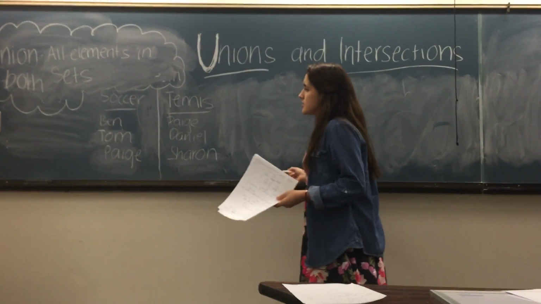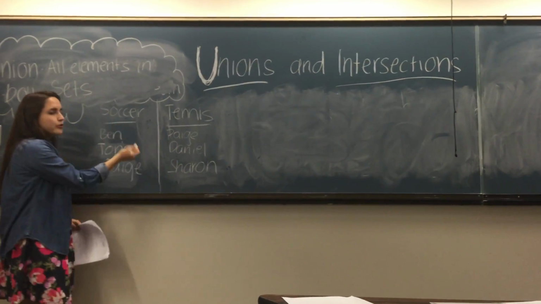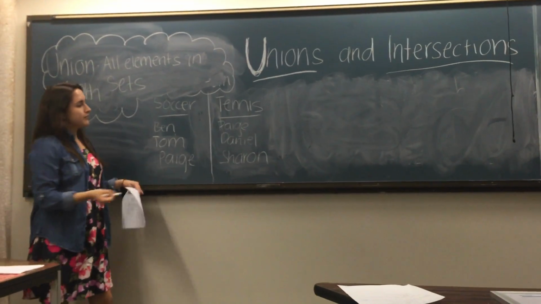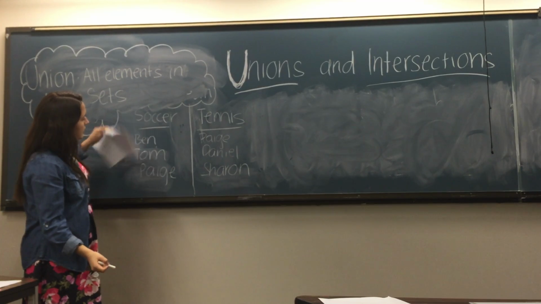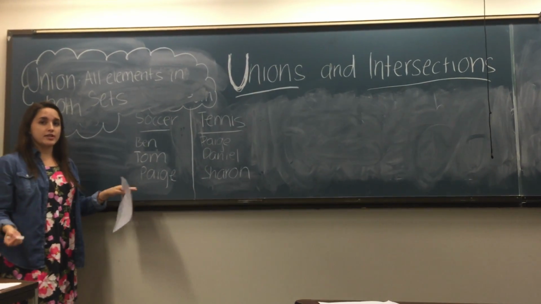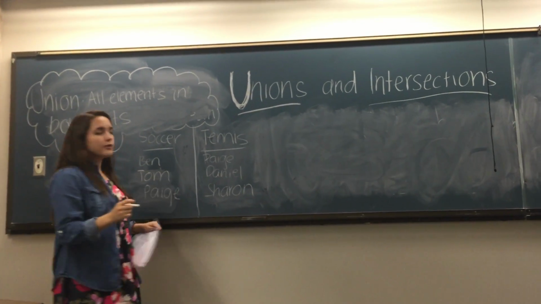Okay, so let's start with an example. Let's say we have two groups of students. This group of students plays soccer. This other group plays tennis. So I've divided them out. Now I'm going to write them in set notation. That is the first step. The first step is to write it in set notation. So how will I write this?